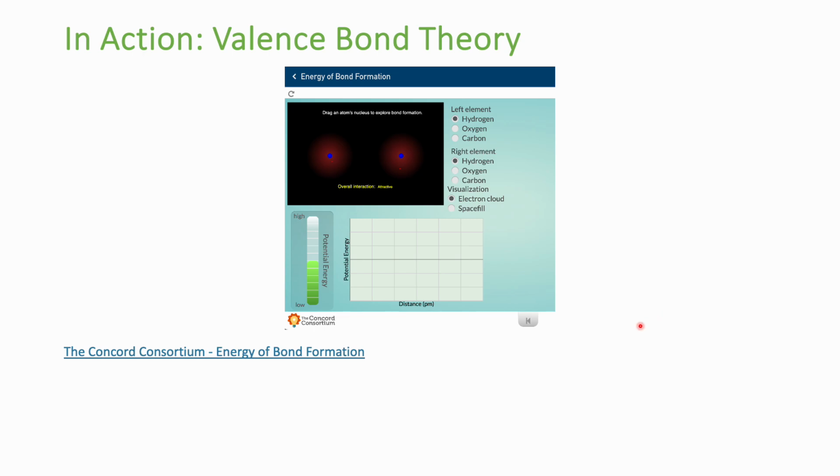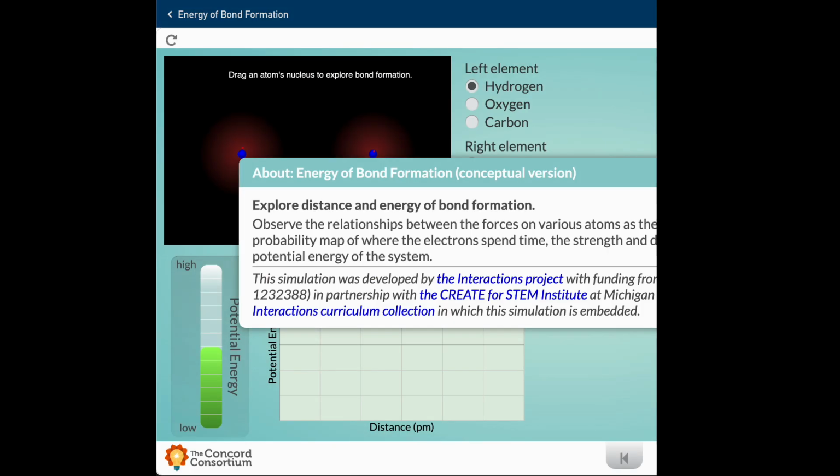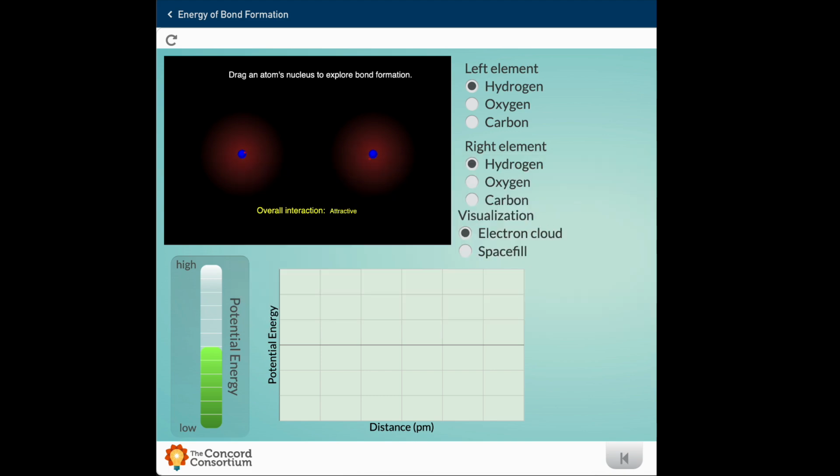Now we're going to visit a simulation pretty quickly just to show you visually the two atoms overlapping. So this is the screen you'll see. You're going to see a pop-up describing what the simulation is about. You can X that out, and now we can see what's going on here. So it's telling us to drag an atom's nucleus to explore bond formation. We have a hydrogen on the left and one on the right. And the overall interaction right now is attractive.